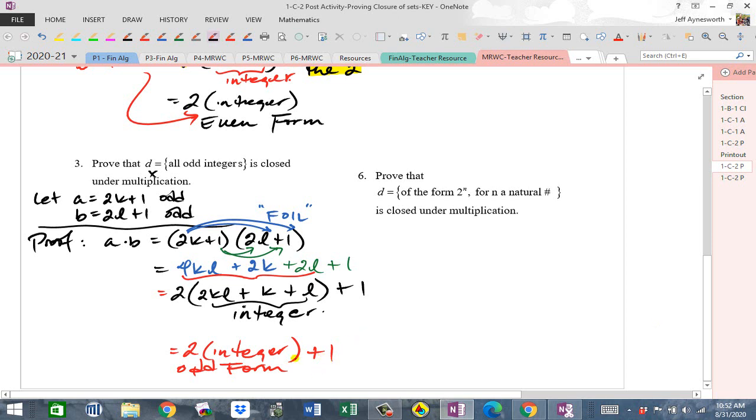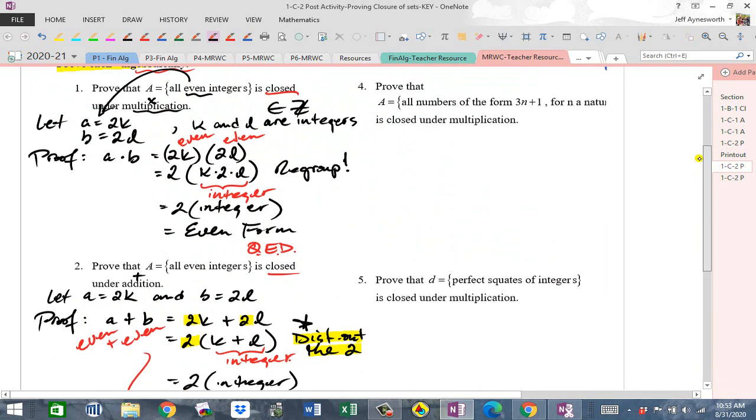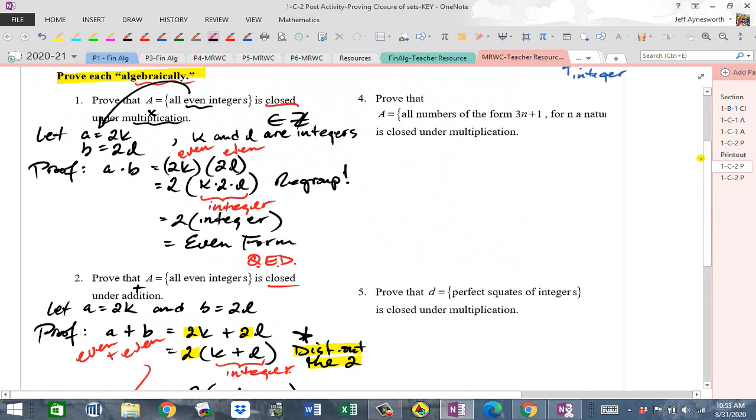So A times B must be odd. We started off with an odd times an odd, and we got an odd. So it must be closed, and that's the whole idea of it. You just got to get some practice here.